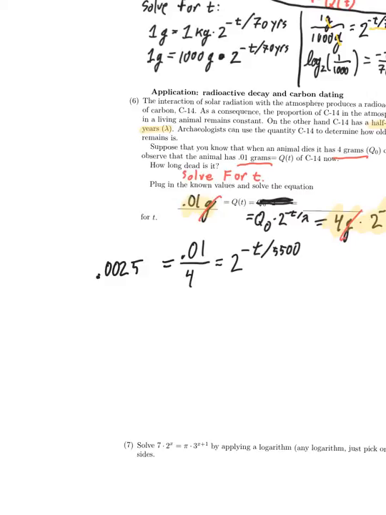All right, so I know what I need to do. I'll rewrite this in logarithmic form. That's the same as taking the log base 2 of both sides. I wind up with log base 2 of 0.0025 is equal to negative t divided by 5,500. And I should say, those numbers that I'm using for the half-life are approximate. You can find much more precise estimates of the half-life by looking online. And those numbers come from experimental evidence.